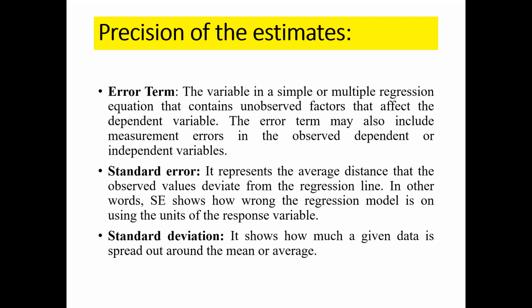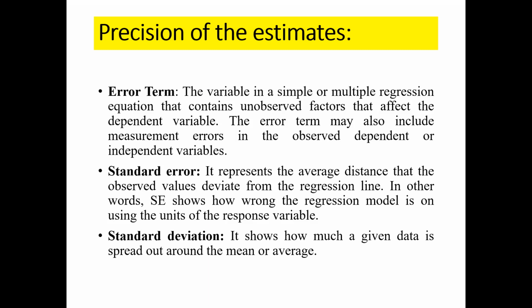For example, if the coefficient is 0.01 and the standard error happens to be 0.1, then when you divide 0.01 by 0.1, the T value will be much less than 1. If it is less than 1, obviously we know, as a thumb rule, it won't be significant even at 15 or 20% level of significance. So here, the standard error is nothing but the deviation of the observed values from the regression line.